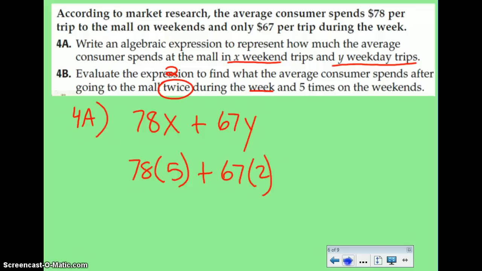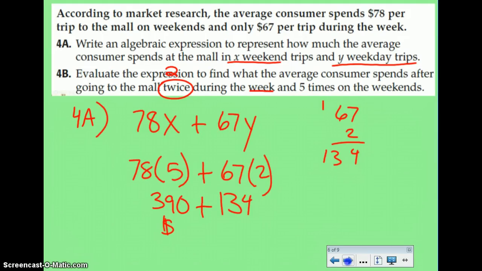Okay, and working out the 78 times 5, we end up with $390. The 67 times 2, again, if we needed to, some of us will do this in our head. 14, 12, 134. So you have $390 from the weekend trips plus the $134 on the weekday trips. We combine those, and we end up with $524.